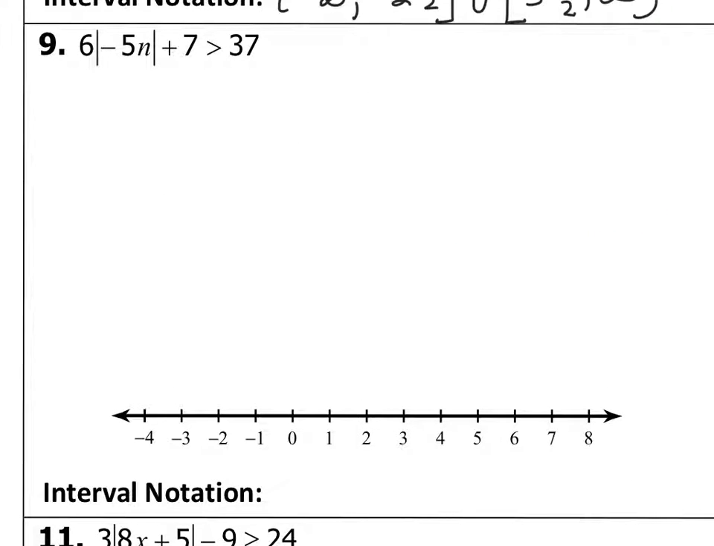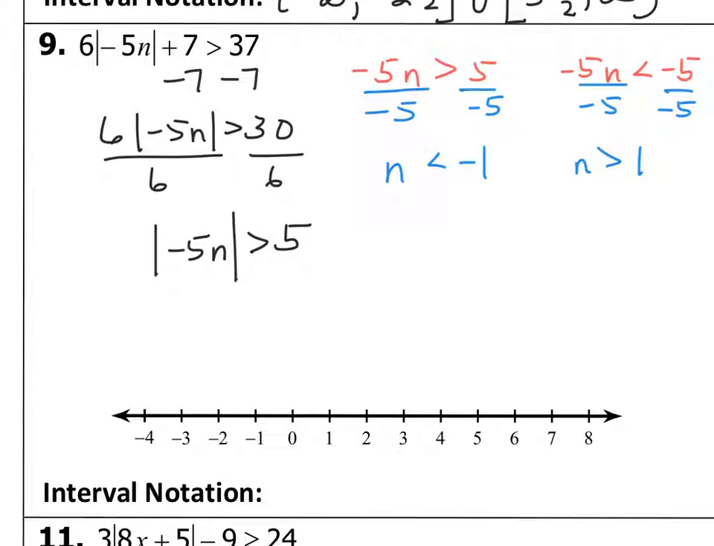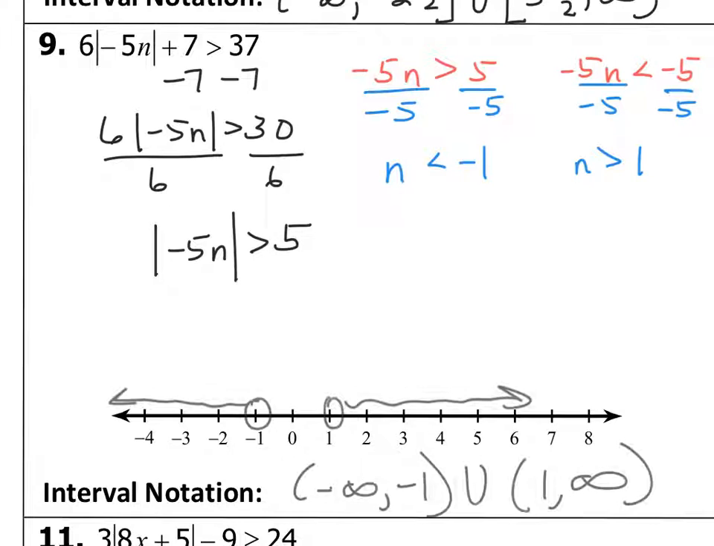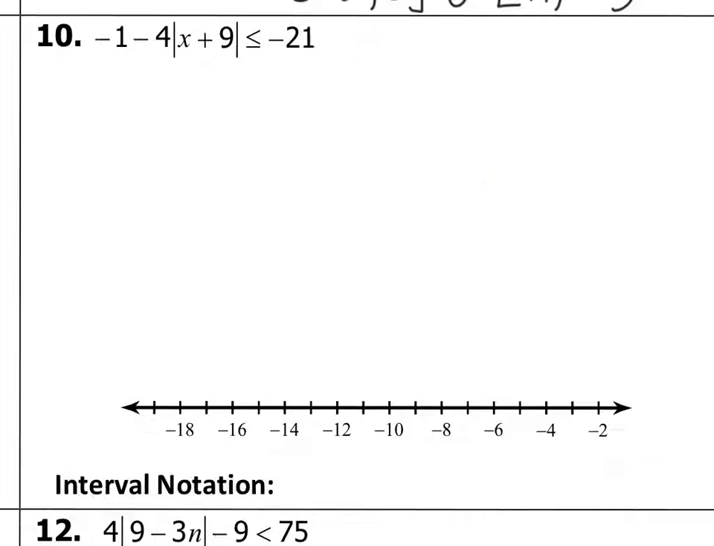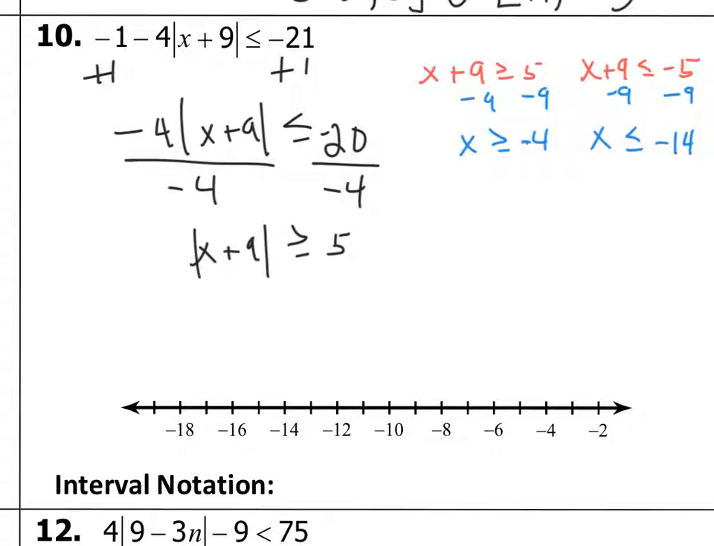Here's number 9. Go ahead and finish it and then check back. Okay, there's the solution. Graph it now. And there's the graph and the interval notation. Here's problem 10. You need to solve it and then check back. And there's your answers.